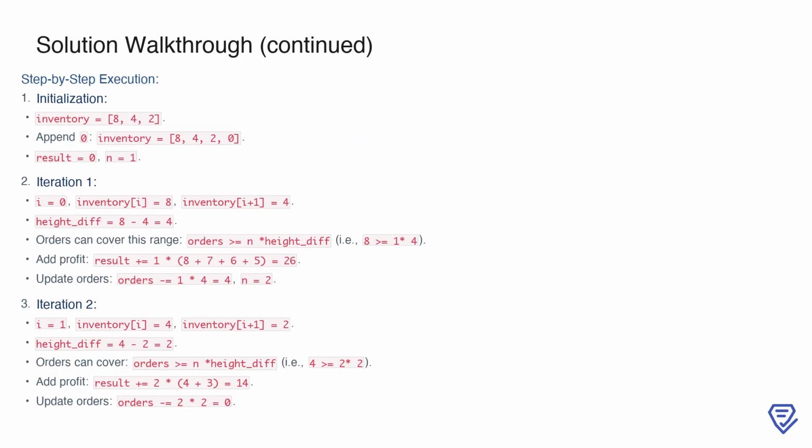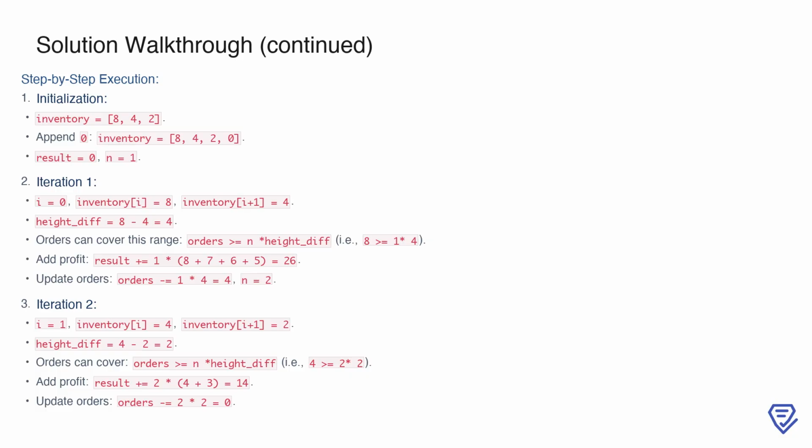In the second example, the inventory is 2, 8, 4, and we need to fulfill 8 orders. After sorting in descending order and appending 0, the inventory becomes 8, 4, 2, 0. We initialize result to 0 and n to 1. For the first iteration, the difference between 8 and 4 is 4. Since we have enough orders to cover this range, we calculate the profit from selling balls at levels 8, 7, 6, and 5, which totals 26. After deducting the 4 orders used here, we're left with 4 orders, and we update n to 2. In the second iteration, the difference between 4 and 2 is 2.